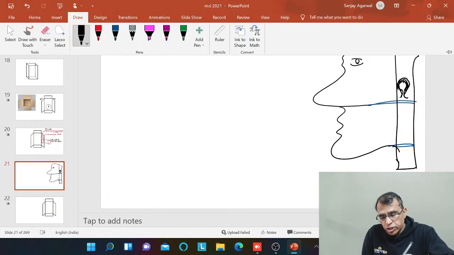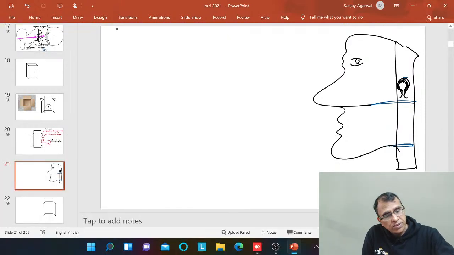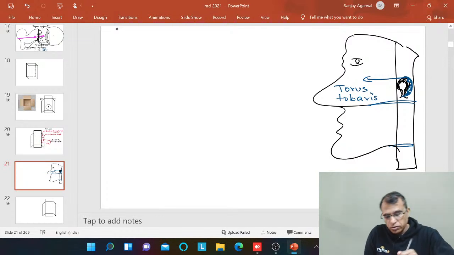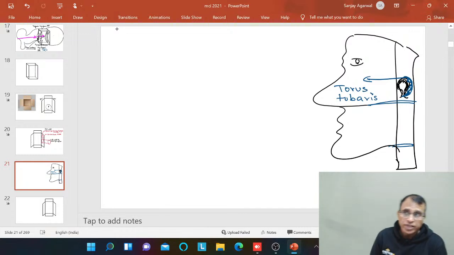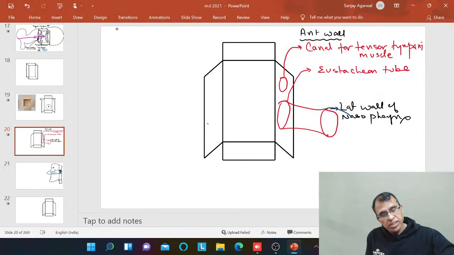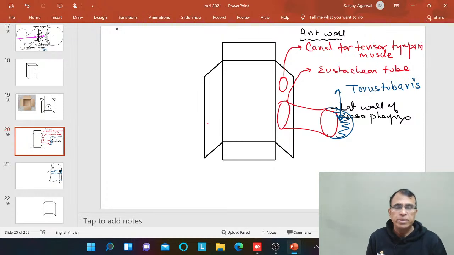Now, this end of the Eustachian tube has a bulge like this. And this bulge has a name. What is it called? Torus tubarius. So, remember, torus tubarius is the bulge on the nasopharynx end of the Eustachian tube. Remember this name, very important MCQ. So, in this diagram, there is a bulge here, and this bulge is called torus tubarius in the nasopharynx. That's how you remember.